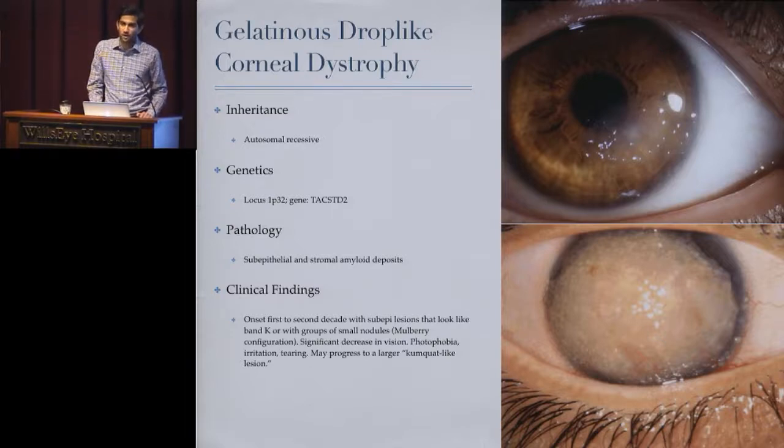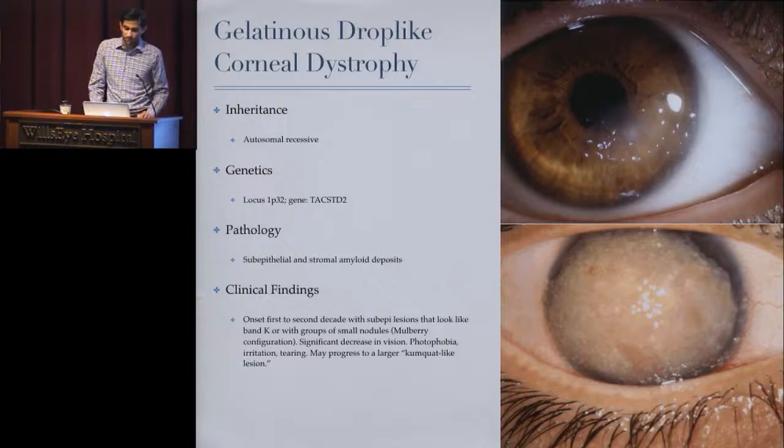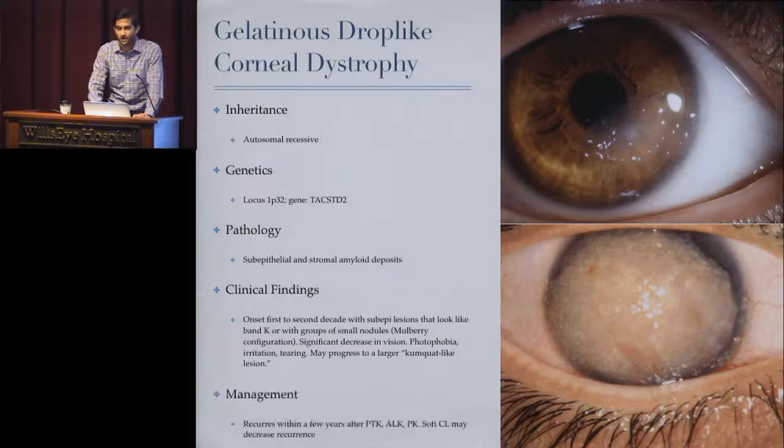Or you can get a clump of these nodules, and that's called a mulberry configuration. I think that's what that top right is trying to represent. You can get a pretty significant decrease in vision. I mean, look at the bottom right picture. That's called a kumquat lesion. So if you get to that, you're not going to be able to see out of that, so you need a transplant.